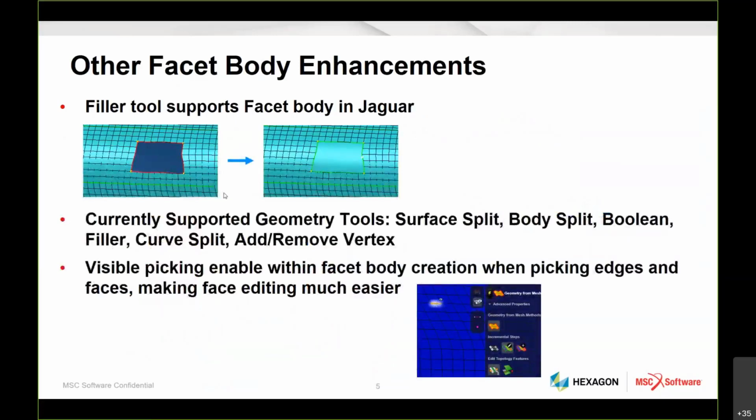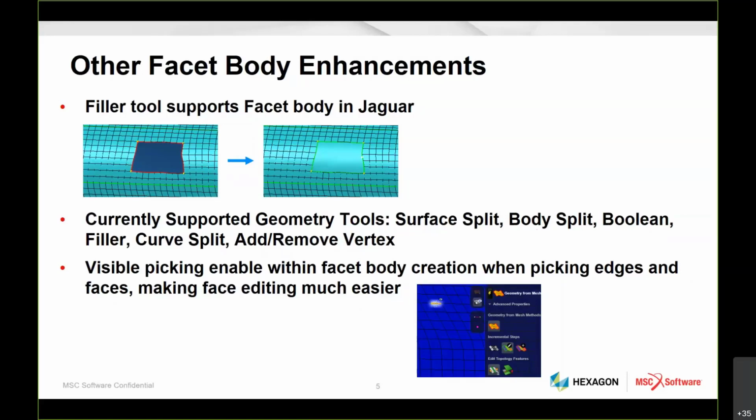The second enhancement added to facet bodies is that I can now add one more geometry tool. We don't support all the geometry tools, and we're trying to incrementally add the ones that make sense and are not too difficult. So right now with Jaguar, we'll be able to do surface split, body split, all the Boolean functionalities, filler, curve split, and add remove vertex. We also happen to have built into that add remove edge, because any edge that you pick with facet bodies, you can just pick the edge and hit the delete key, and it'll go away. And it'll always go away.